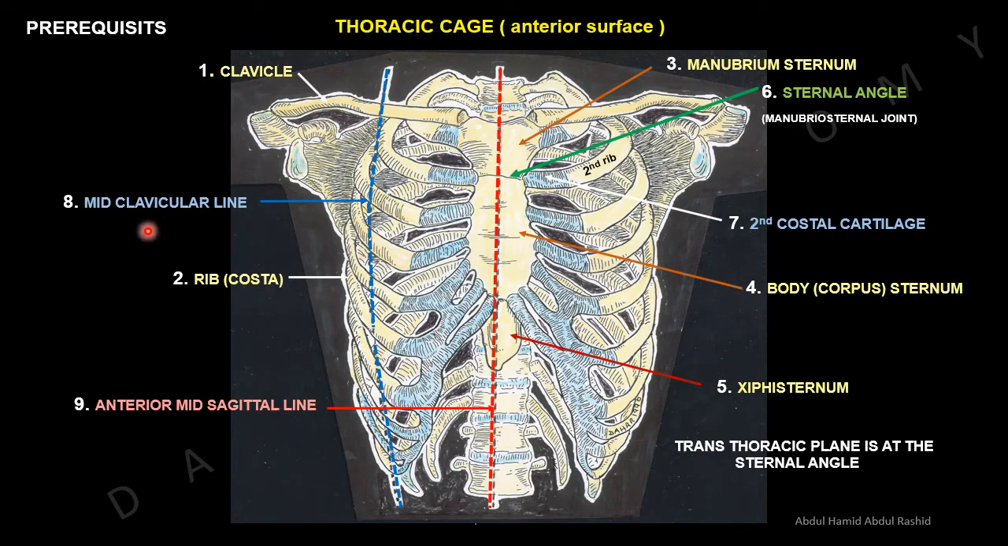Next is the mid-clavicular line. We have already mentioned this is an imaginary vertical line coming down from the midpoint of the clavicle. So this is called the mid-clavicular line. Next is the anterior mid-sagittal line, that is along the midline. This is the one, the anterior mid-sagittal line.